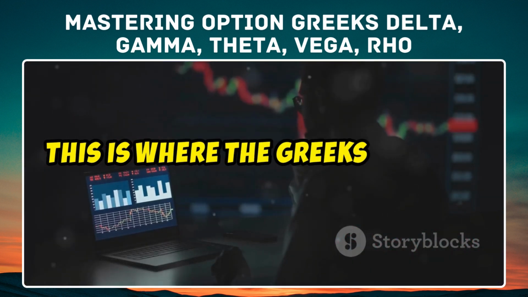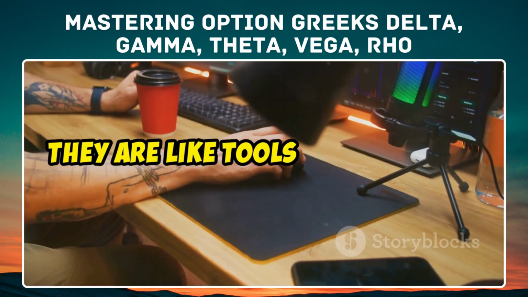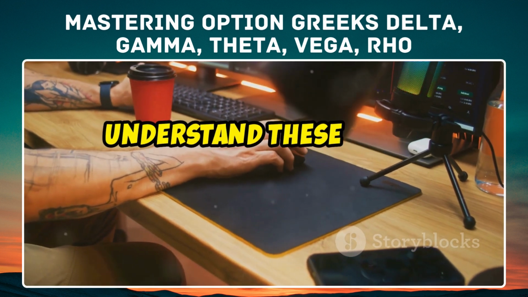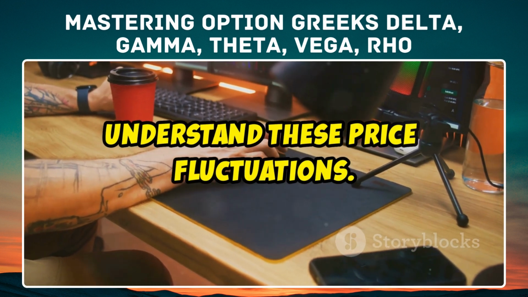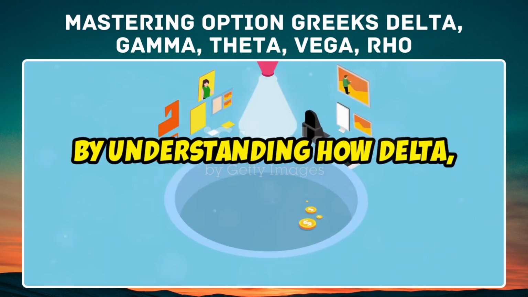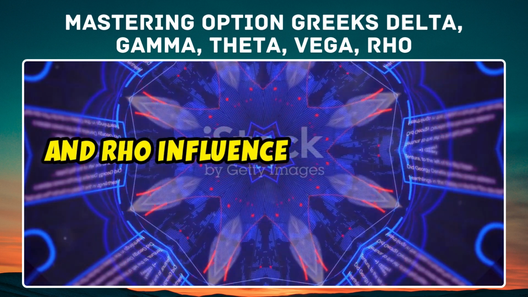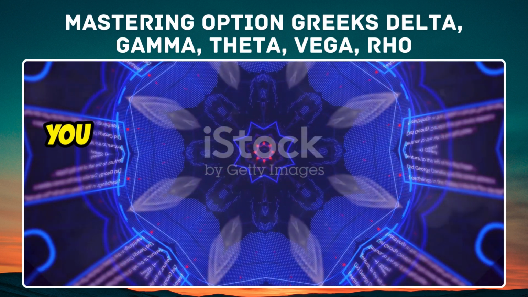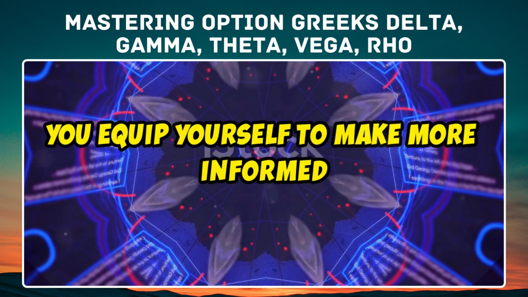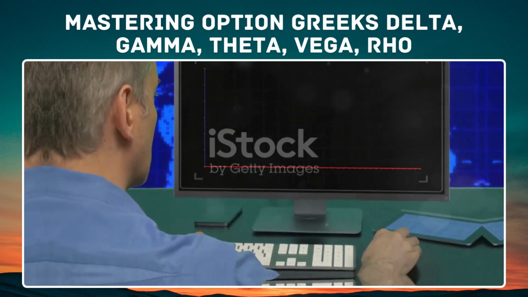This is where the Greeks come in. They are like tools that help you understand these price fluctuations. By understanding how delta, gamma, theta, Vega, and rho influence option prices, you equip yourself to make more informed trading decisions.